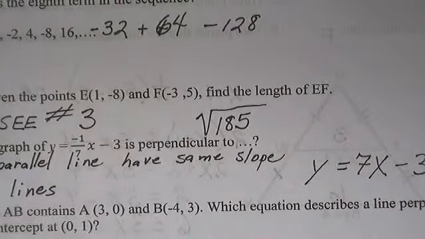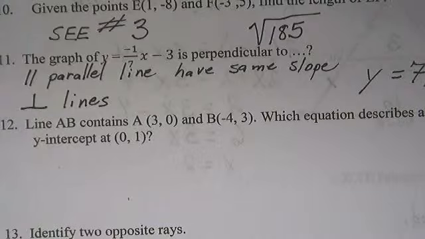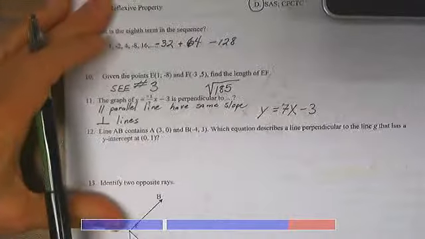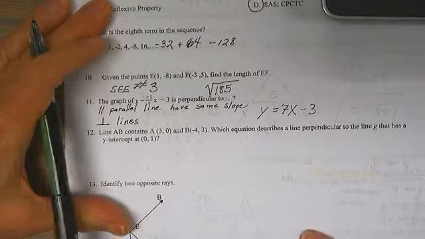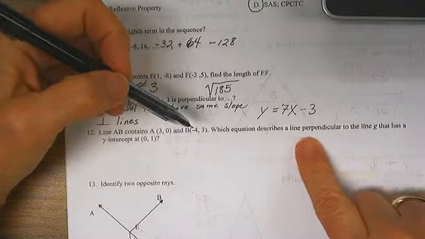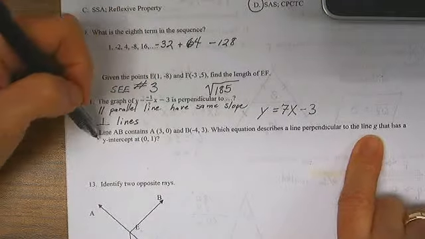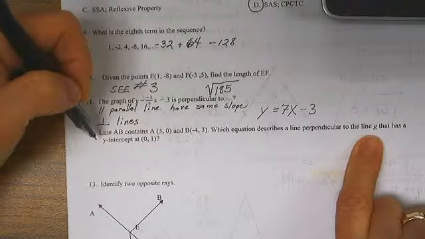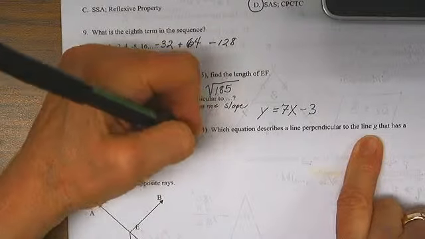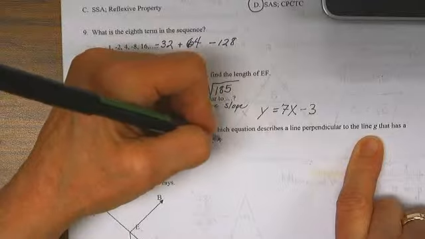Number 12. 12 is a little more interesting. Line AB contains A (3, 0) and B (-4, 3). What equation describes a line perpendicular to this line that has a y-intercept at (0, 1)? We will choose slope-intercept form, y equals mx plus b.